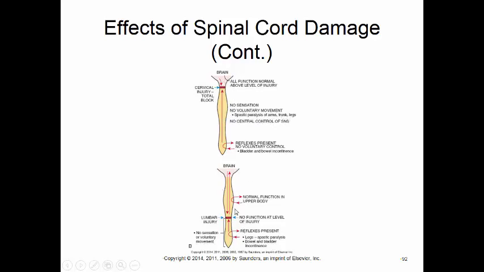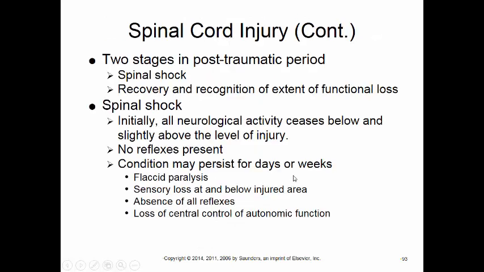Down here you see a lumbar injury, so there's no function at the level of injury, but you can see reflexes are present below, no sensation, no communication up to the brain, and then you can see normal function in the upper body. So with these spinal cord injuries, it's important to realize that you have the initial spinal shock, and then you have recovery and recognition of the extent of functional loss.